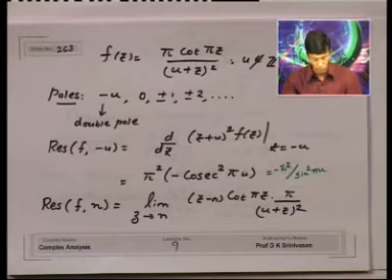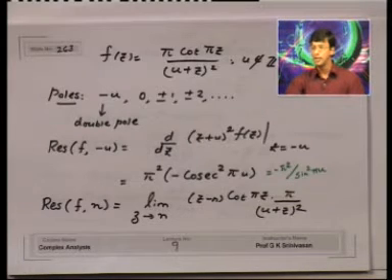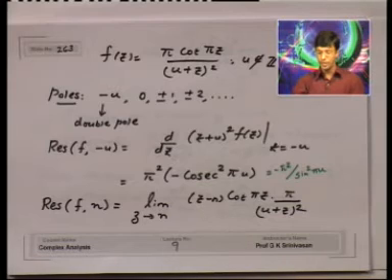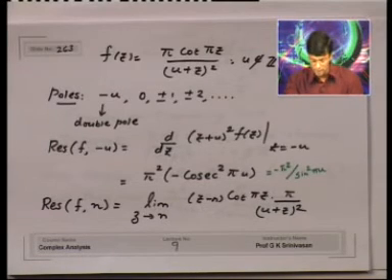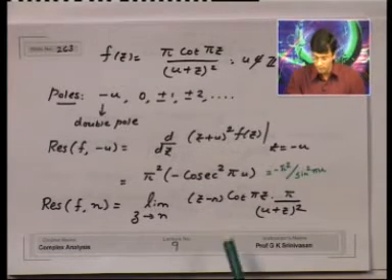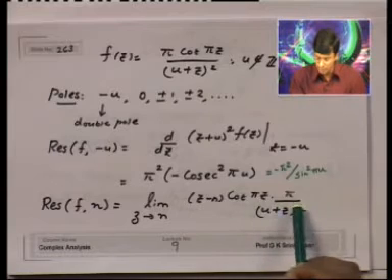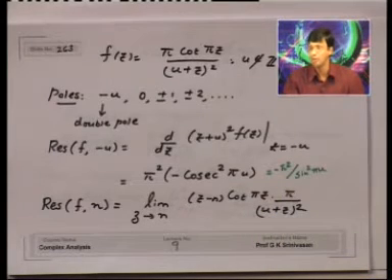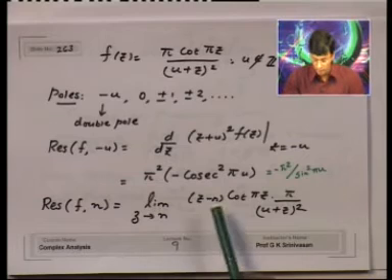And then what are the residues at the integer points? Integers are simple poles. So, you have to multiply by z minus n and you have to pass to the limit as z tends to n. The limit of a product: there are two things, limit of pi by u plus z the whole square will be pi by u plus n the whole square. And what is the limit of this?